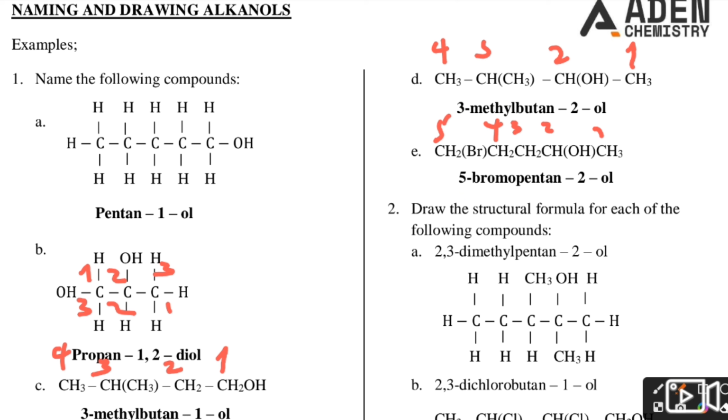So question 2. Question 2, we are told draw the structural formula for each of the following compounds. So when you are told draw the structures or the structural formula, you can decide to draw open or you can do condensed. You still get the marks.